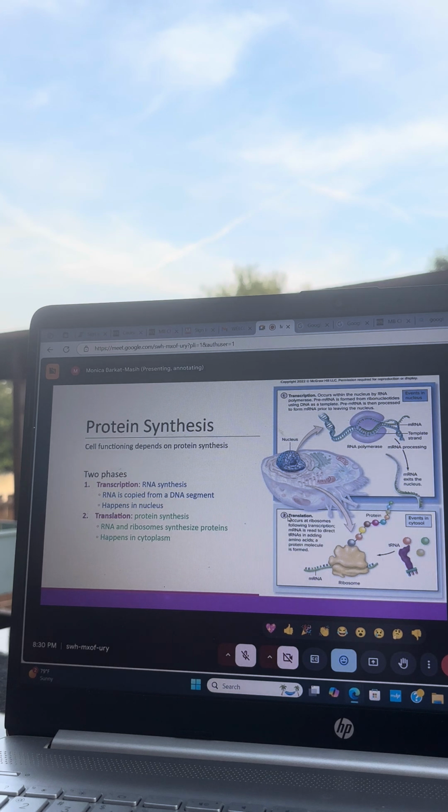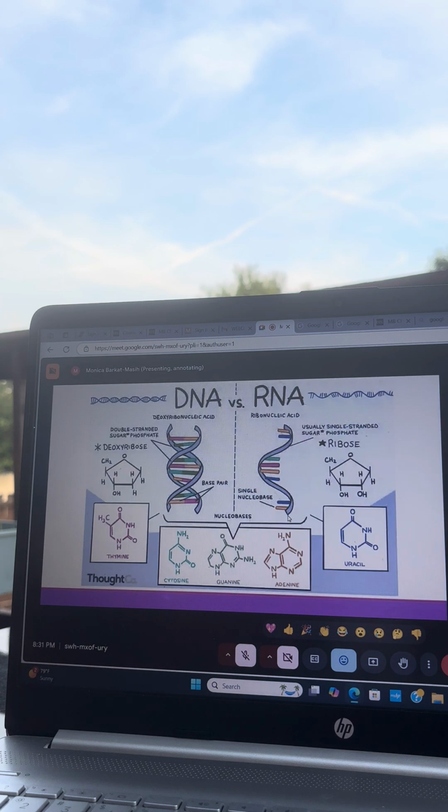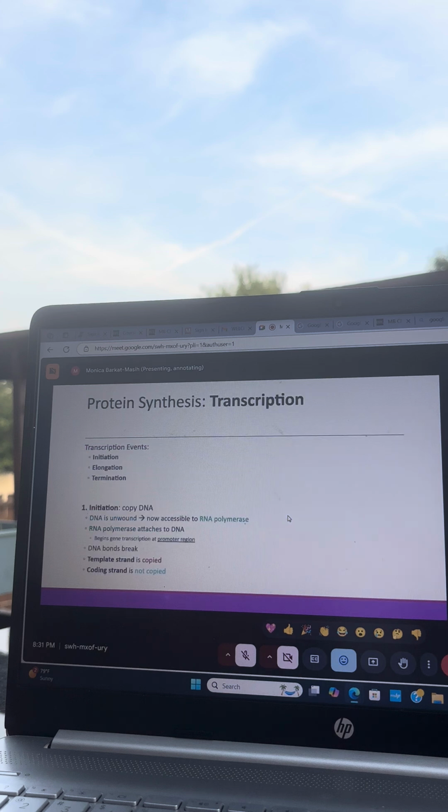And what is the site of transcription? The nucleus. The nucleus, yes. And then what is translation? mRNA is read to create a protein. Yes. And what is the site? Cytoplasm. And which organelle? Oh, ribosomes. Yes. Okay, so a little more details about transcription.